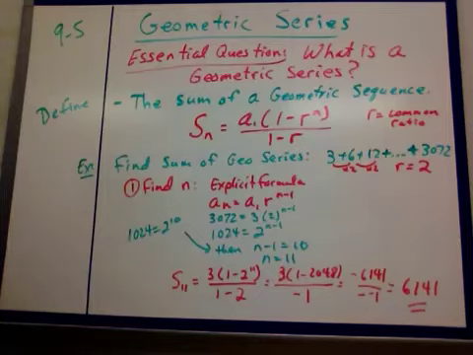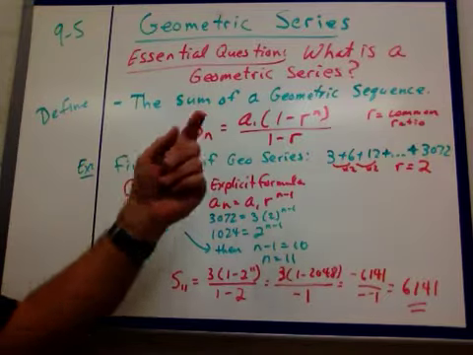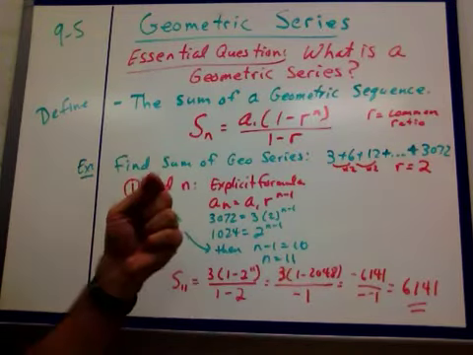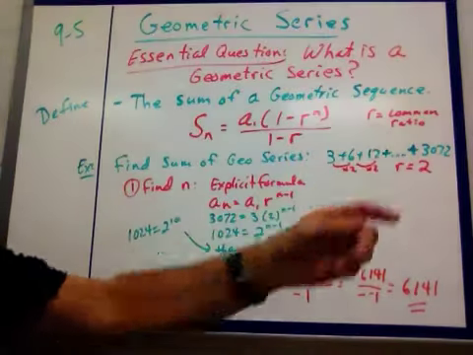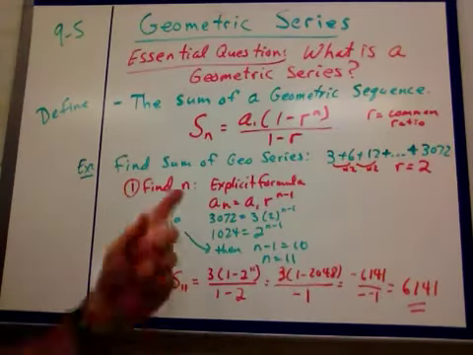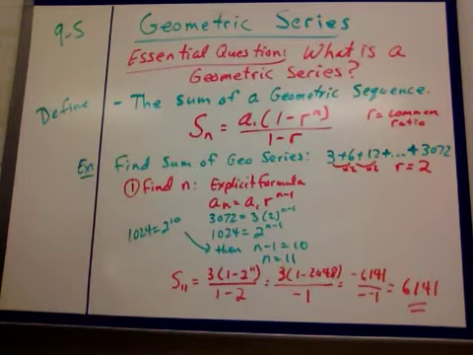Alright, Algebra 2, we're moving to 9.5. I believe this is the last thing we're doing in the chapter. Geometric series. And our essential question is, what is a geometric series? Well, remember we talked about geometric sequences where the numbers went up by a multiplication factor. We call it a common ratio r. Okay? And now we're just going to take the sum of those. So that makes the geometric series.